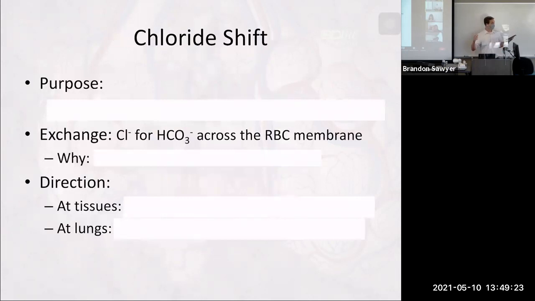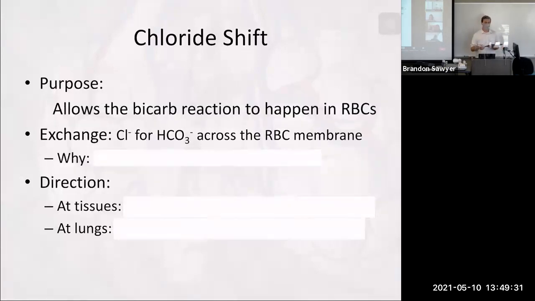Okay, so really what we'll talk a lot about today is this thing called the chloride shift. The chloride shift is something that happens in the red blood cell that's very important for transporting CO2. What this does is allow this bicarb reaction to happen in red blood cells. And there's an exchange that happens.